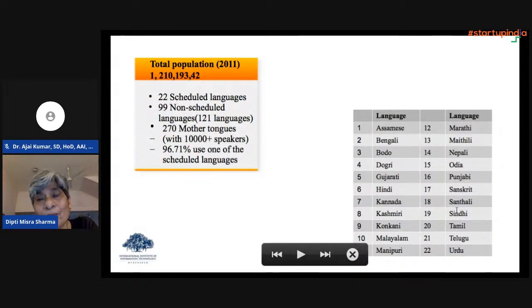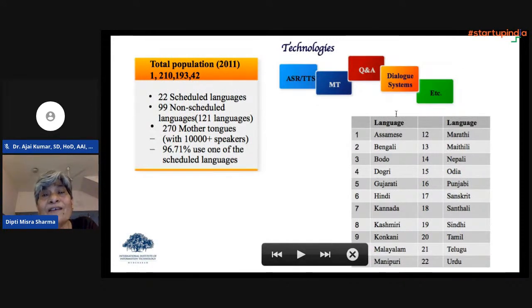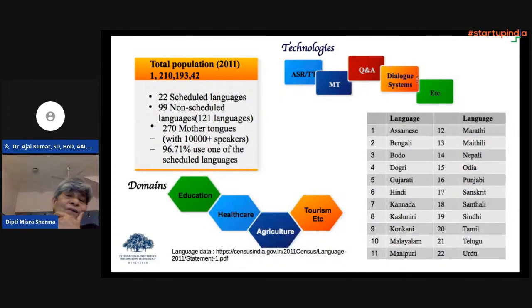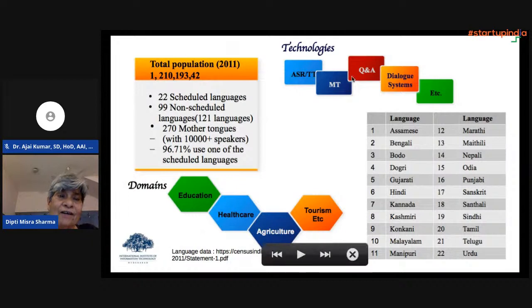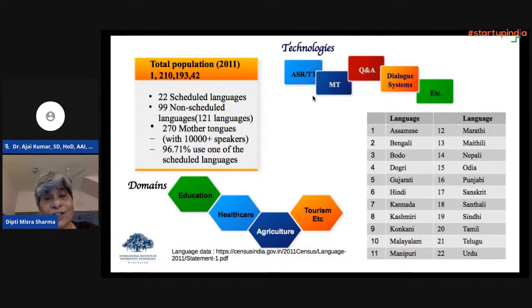These are the 22 languages, and what we have are the technologies when it comes to language technology: ASR, TTS, machine translation, question answering, dialogue systems, etc. There are many more, but these cover chatbots and other kinds of apps that people want to develop. The domains where this technology can play a critical role, and where the need is really felt right now, are education, which is a big sector, healthcare, another big sector in India, and judiciary, which Dr. Sangal mentioned as another major domain. Agriculture, tourism, and of course many others.